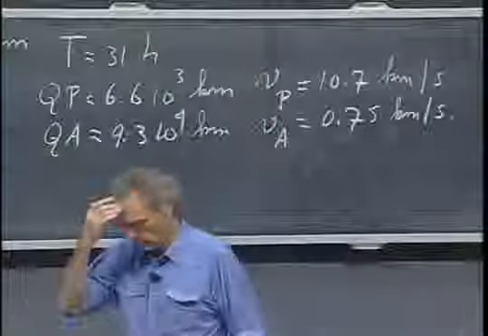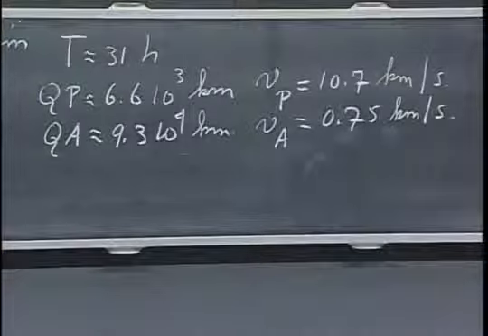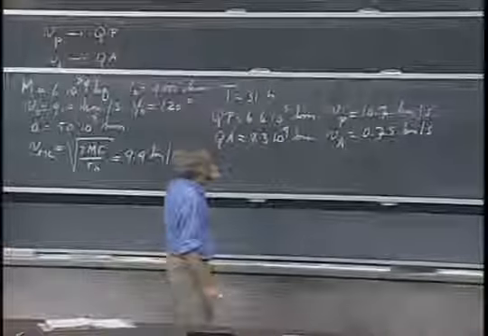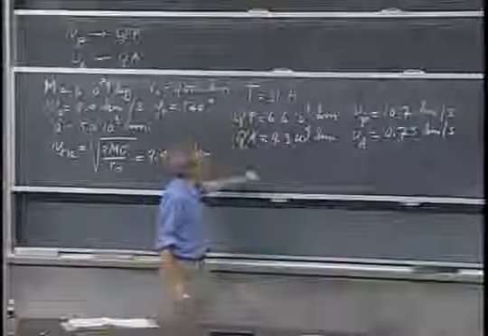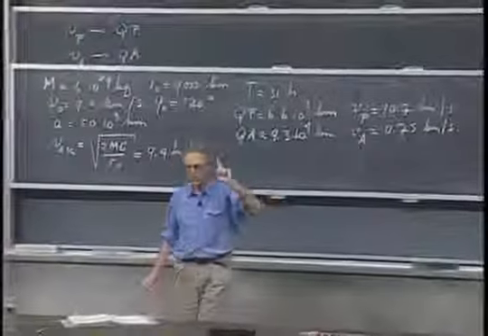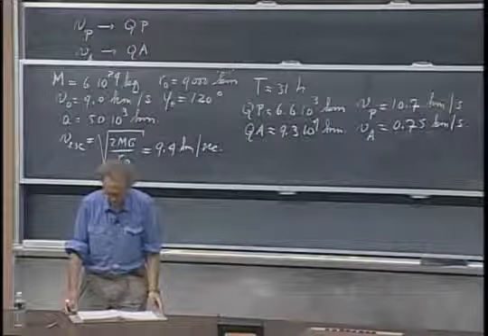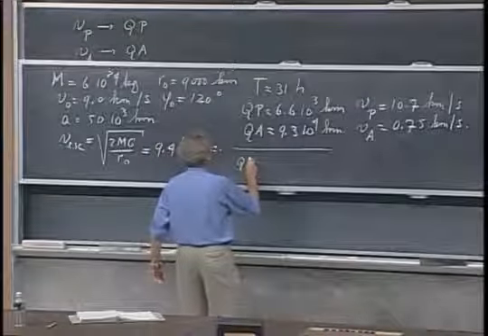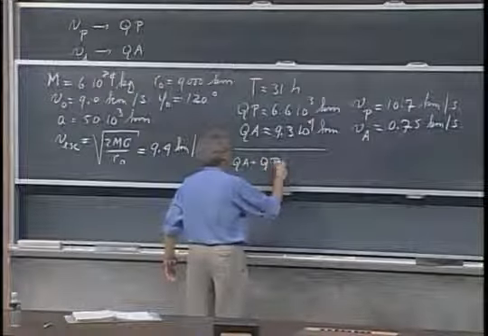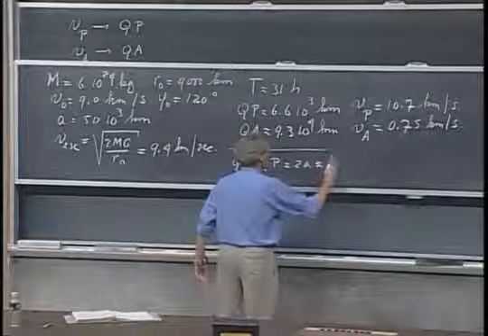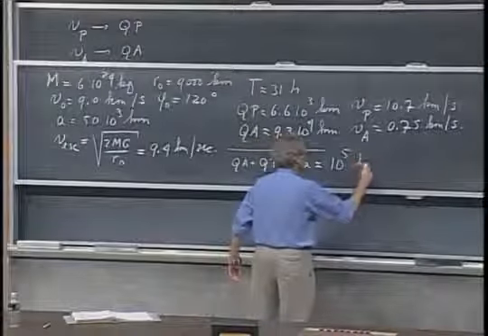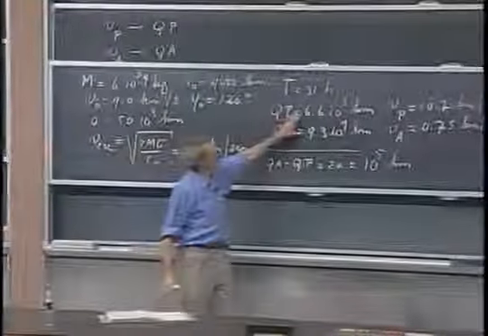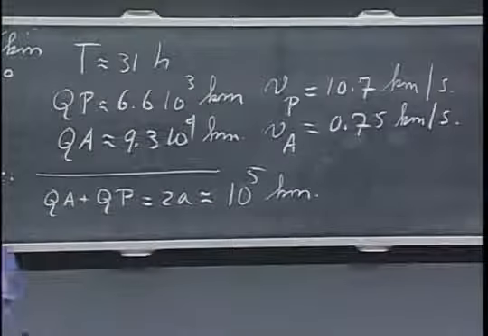Immediate result of the conservation of angular momentum, that the product of QP and vp must be the same as QA times va. That's an immediate consequence of the conservation of angular momentum. And when I add this up, QA plus QP, I better find 2a, which in our case is about 100,000 kilometers, because a was 50,000 kilometers. So when you add these two up, you must find very close to 100,000, and indeed you do.